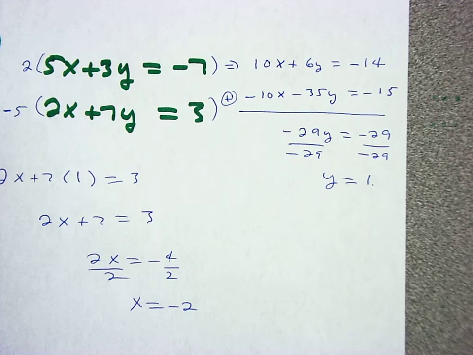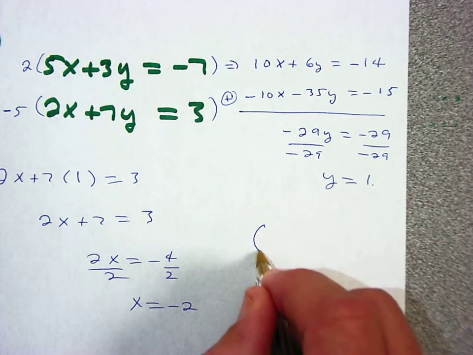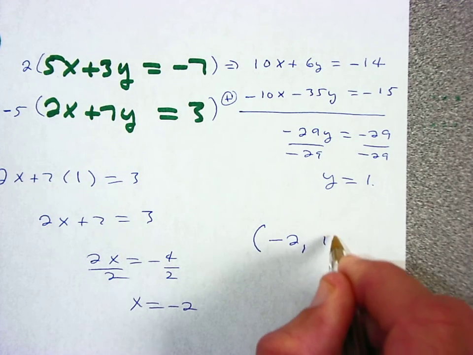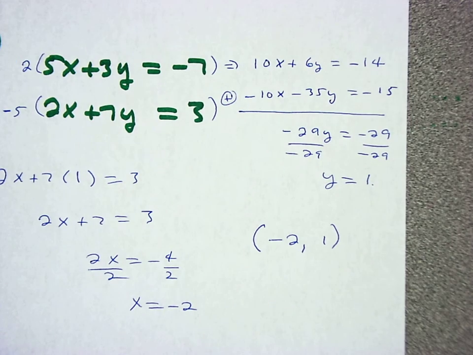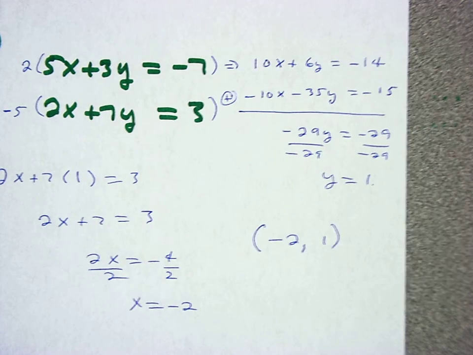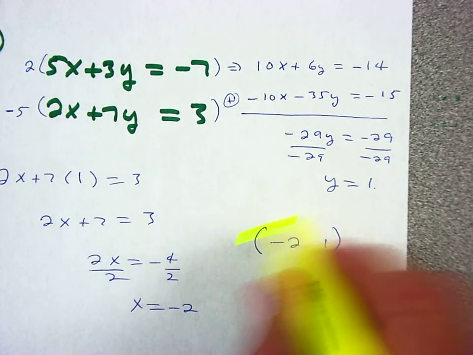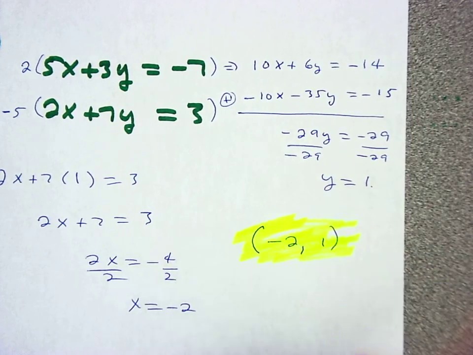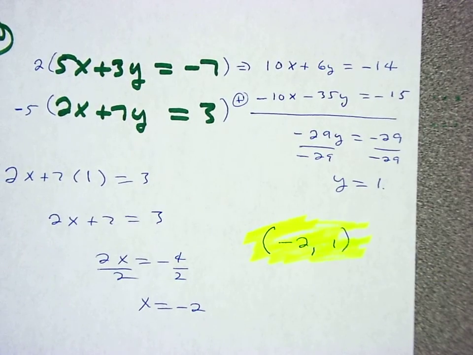Make sure you put these in order. You sunk my battleship at negative 2 comma 1. It's one solution, one ordered pair. If you were to graph this, these lines are going to meet there. And I know you're saying, who cares, right? Well, anyway, you got it right, so I care.